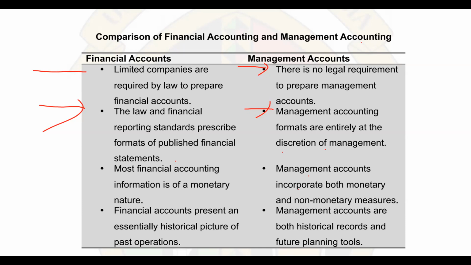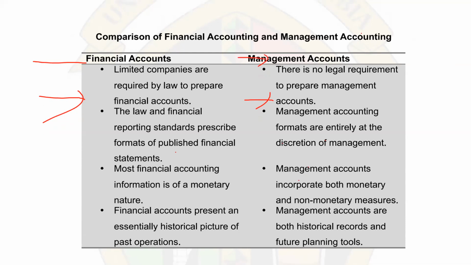Then in management accounting, on the other hand, there is no law. You can write in whichever way you want, as long as the management approves that. Of course, the management will prescribe. As long as they can understand, then you will write. Most financial accounting information is of monetary nature, but in management accounting, we incorporate both the monetary and the non-monetary measures.